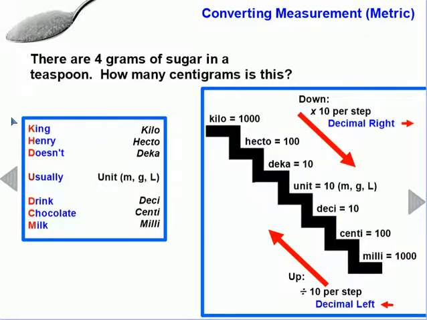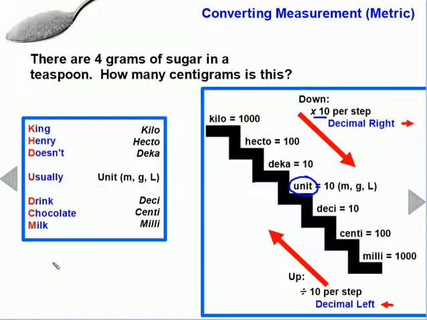And then right square in the middle, we have our units right there. This will help us convert, and it gives us the instructions right up here. As we move down the chart, we are moving down and we're multiplying by 10 for every step, which means we're moving the decimal to the right. Let me show you what that means.